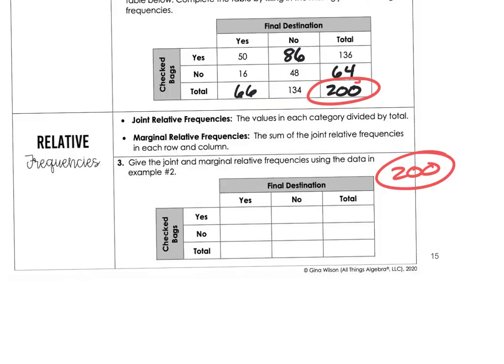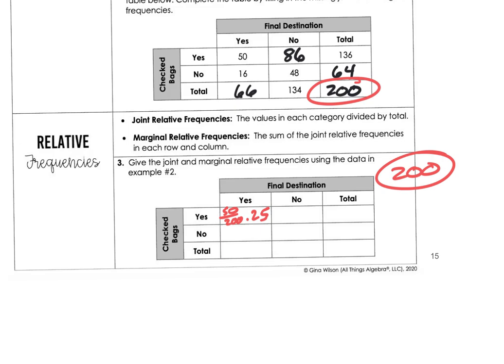To get each one of these, we're going to take the number that's in the box divided by the total. And I'm not going to write the fraction for each one of these. I know normally that we write this as a fraction, but for today when we do these relative frequencies, we are going to write them as decimals. So if I take 50 divided by 200, that's really a fourth of the people, 0.25.